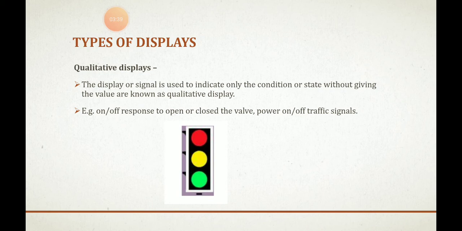Next, that is the quantitative display. In the quantitative display, what happens is exactly the opposite. Here you are going to get the value. For example, your watch, dial indicator, fuel indicator, correct? You can read the fuel indicator, correct? Or the speedometer. So these all are quantitative displays.